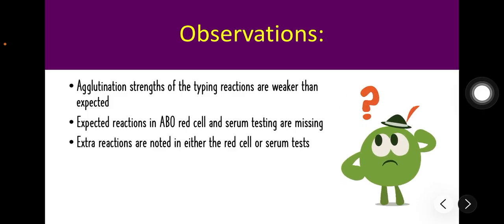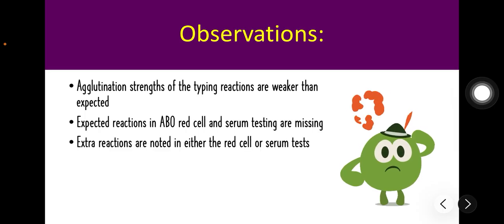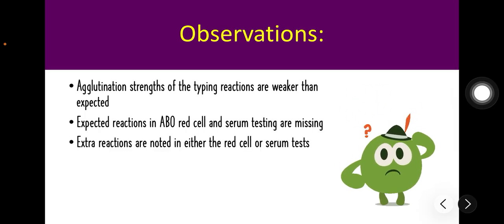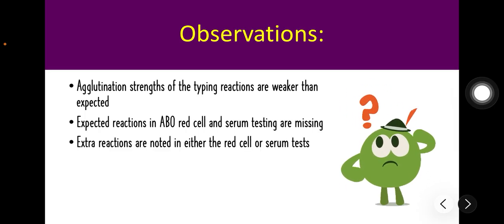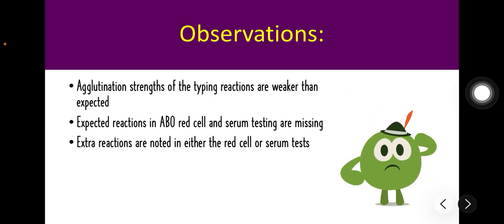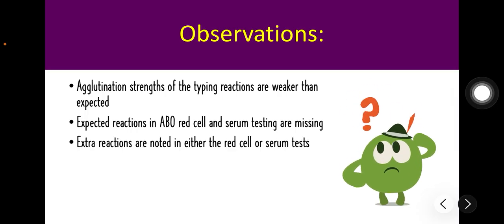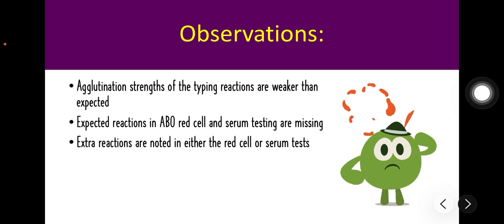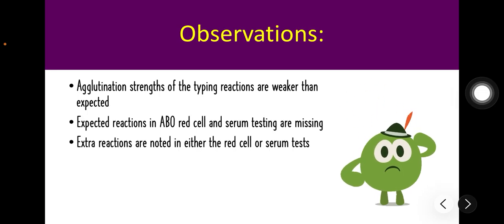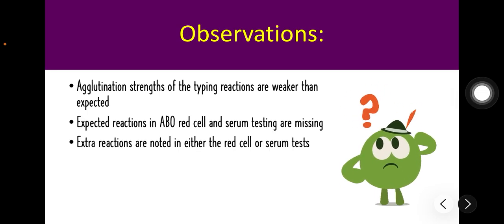Next, we have extra reactions in the forward grouping, such as in Group 2 discrepancy. This happens when the red cells clump with a reagent they shouldn't react with, making the patient appear to have an extra antigen. We also have the so-called acquired B antigen. This is usually seen in Group A individuals with lower gastrointestinal diseases or colon cancer. Bacterial enzymes will modify the immunodominant sugar of A to look like the immunodominant sugar of B, causing the cells to react weakly with anti-B reagents.